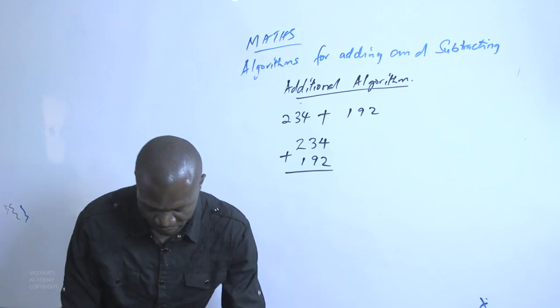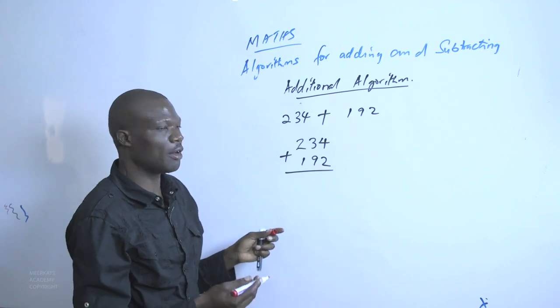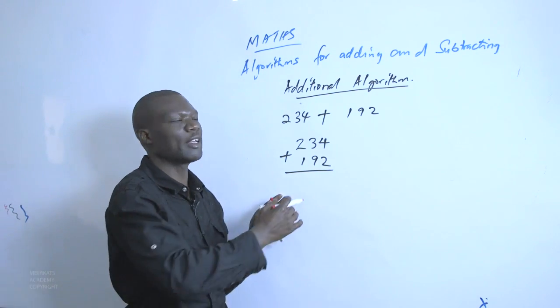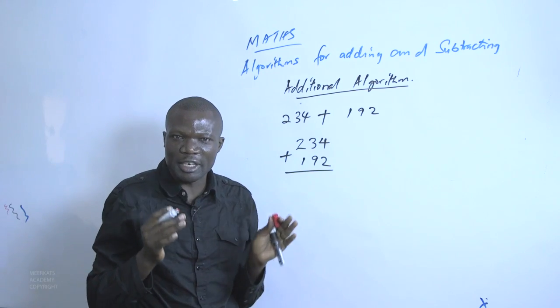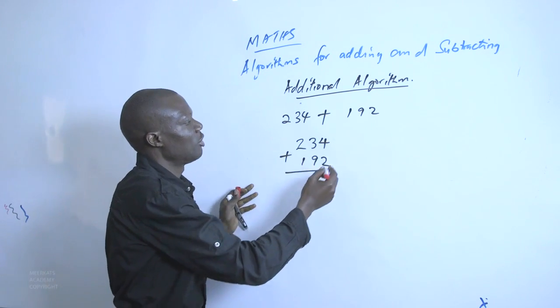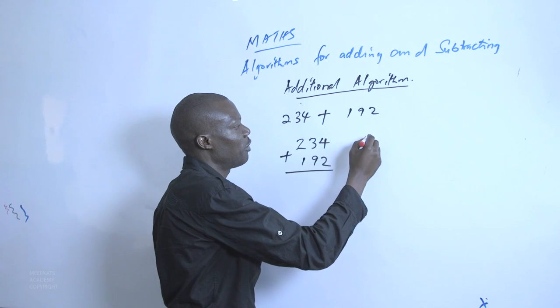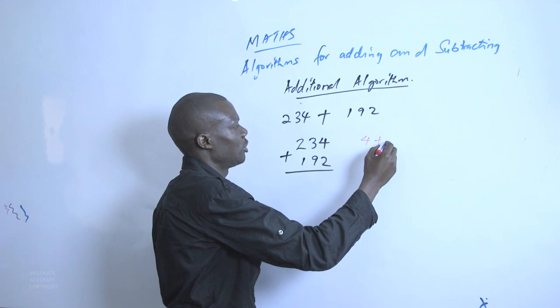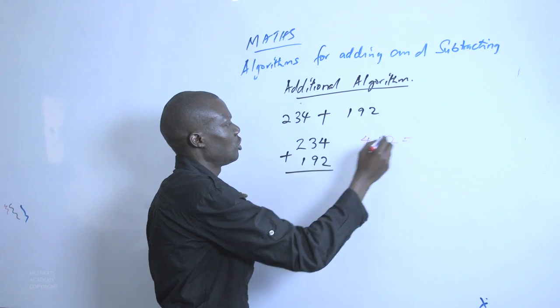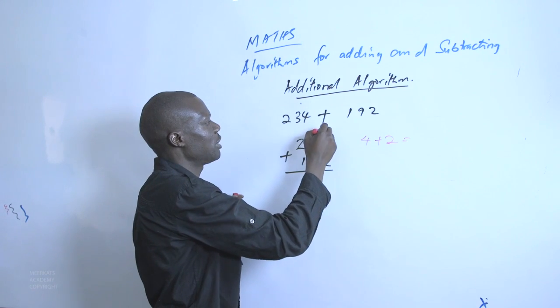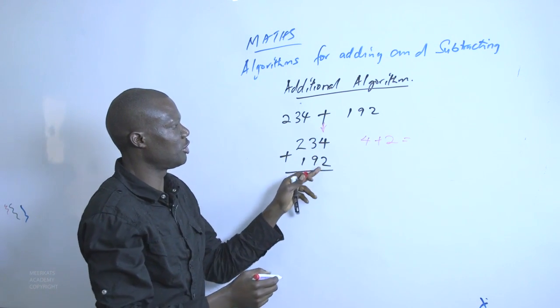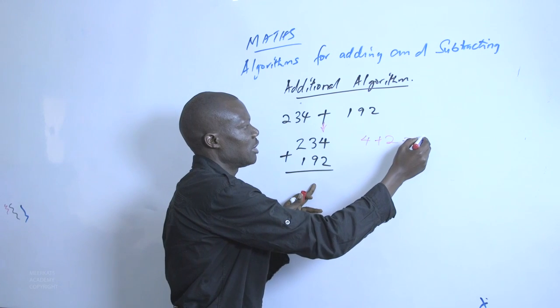So the next step is to start adding the digits that fall in the same column, but from the right, which implies that we shall first start by 4 plus 2. So you realize that we are looking at the first column here. 4 plus 2 gives us a 6.